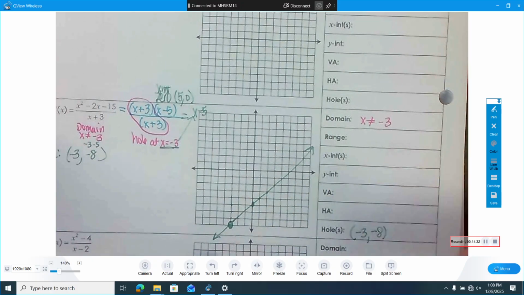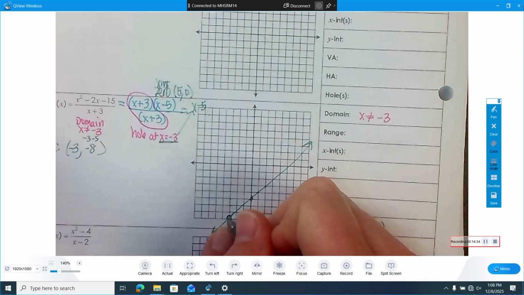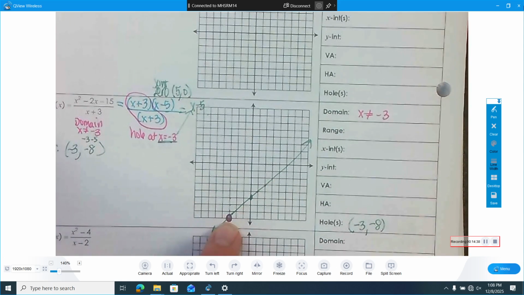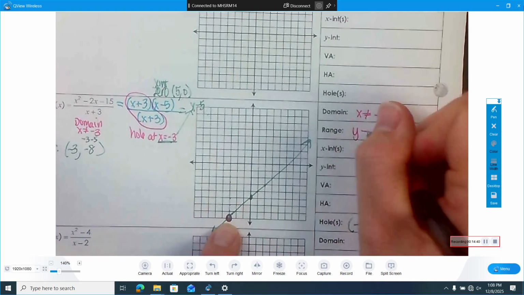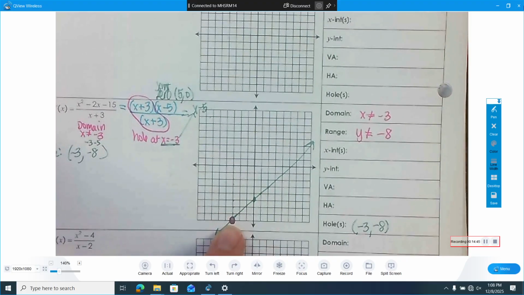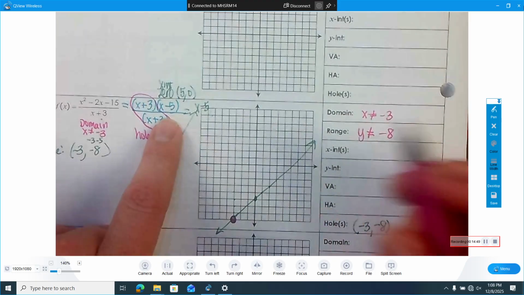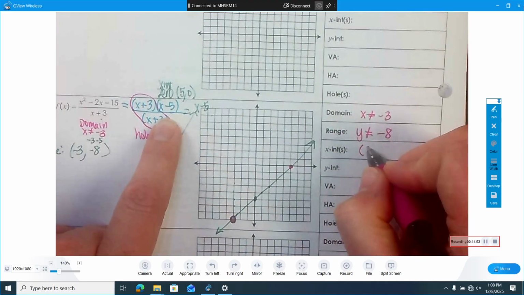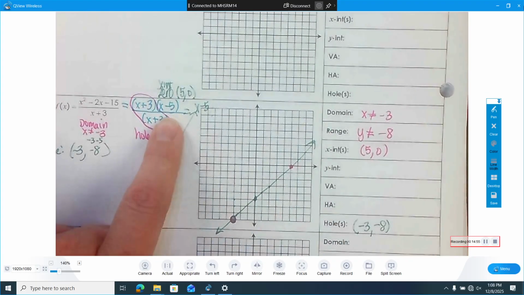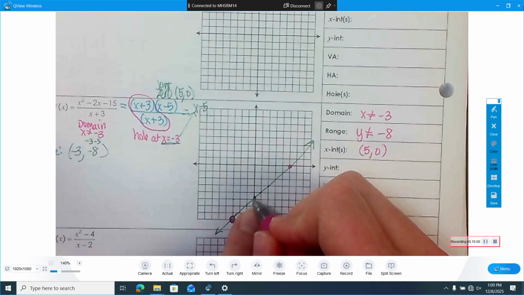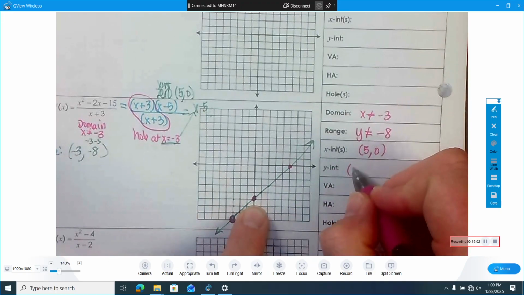And we have a value that isn't here. What y value doesn't appear here? Yeah, so y turns out that it's not going to be -8. So I like finding all the stuff first. Our x-intercept is right here, 1, 2, 3, 4, 5, 0. The y-intercept right here, that's 0, negative 5.